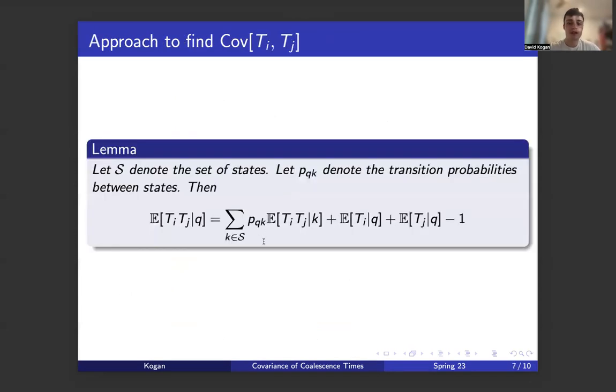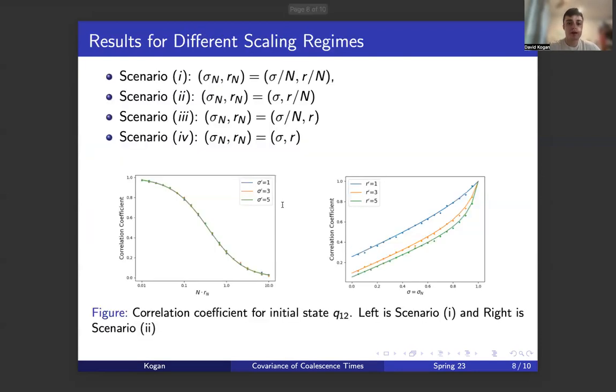So now say we want to find the covariance of Ti, Tj. What we can do is compute transition probabilities between the states and set up a system of linear equations that can then be solved for the expectation of Ti times Tj. So this is a one-step analysis of a Markov chain, and using this system of linear equations, we can solve for the covariance of Ti, Tj. And while 12 by 12 is doable by hand, we used MATLAB to solve this equation. And so we obtain results for 4 different scaling regimes.